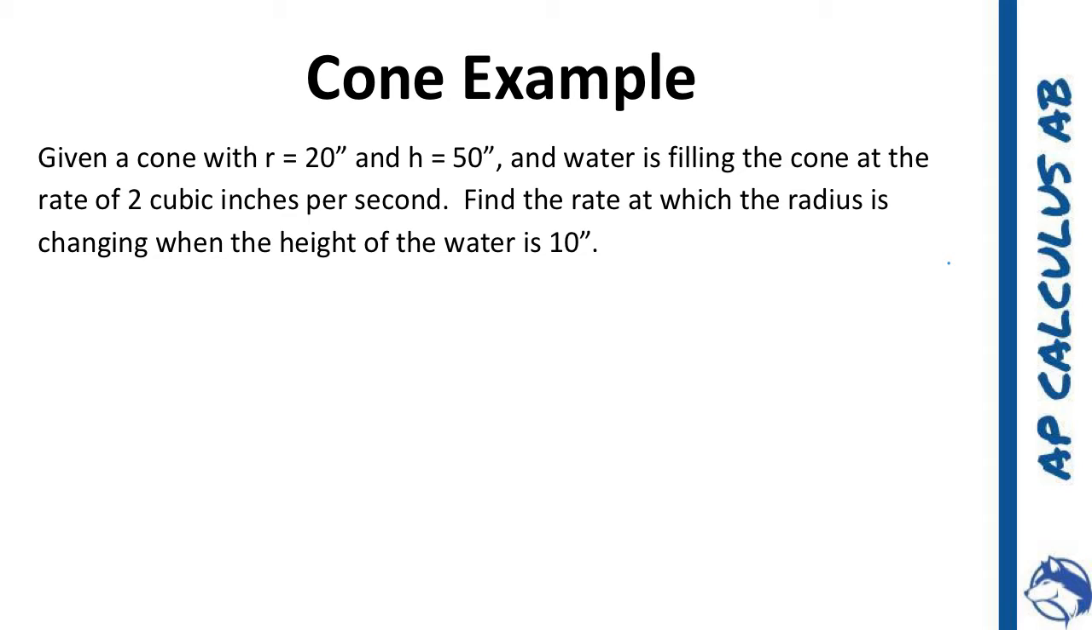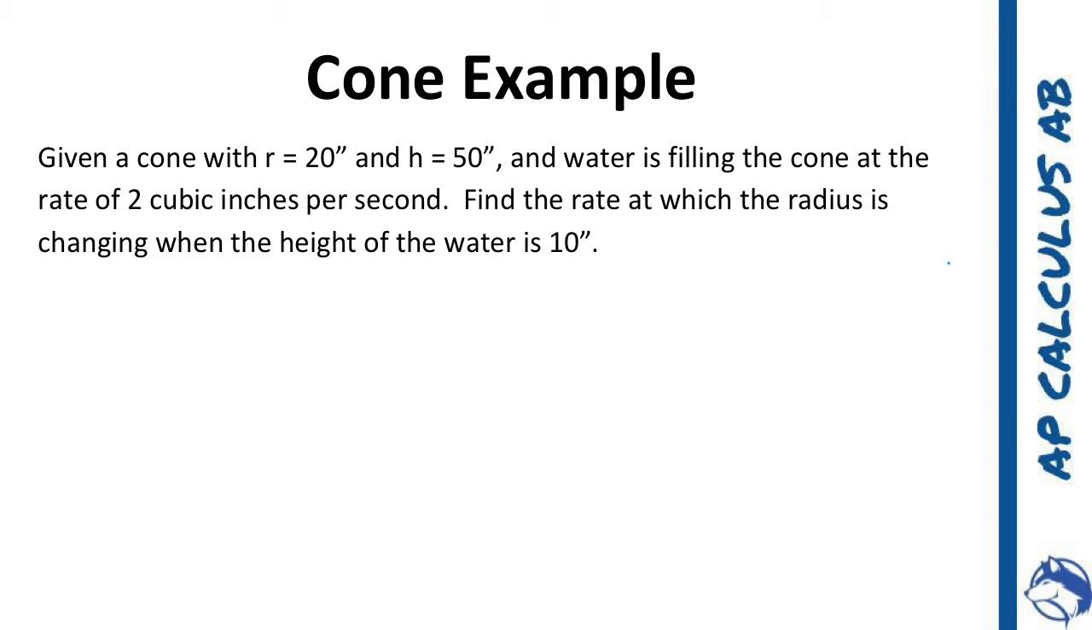All right, so if we go ahead and use a cone example here, they're going to give us a cone with a radius of 20 inches and a height of 50 inches, and the water is filling the cone at the rate of 2 cubic inches per second. So find the rate at which the radius is changing when the height of the water is 10 inches.